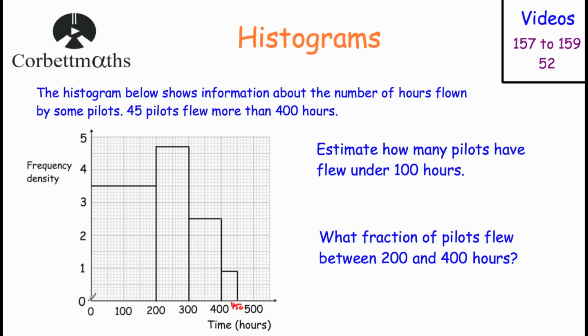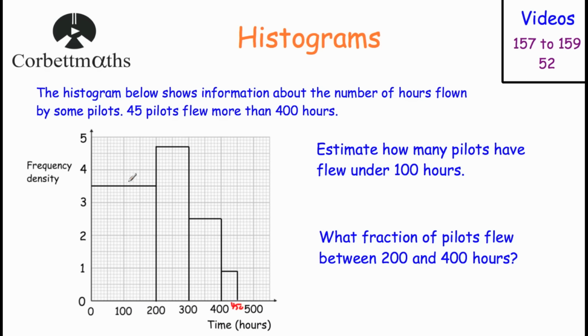If you have a look at our histogram, the first category goes from 0 to 200. That's why the question says estimate, because in the grouped frequency table, it would have said 0 to 200 and it would have the frequency. Because it's grouped frequency, we don't actually know how many were between 0 and 100 or 100 and 200. So this is going to be an estimate.